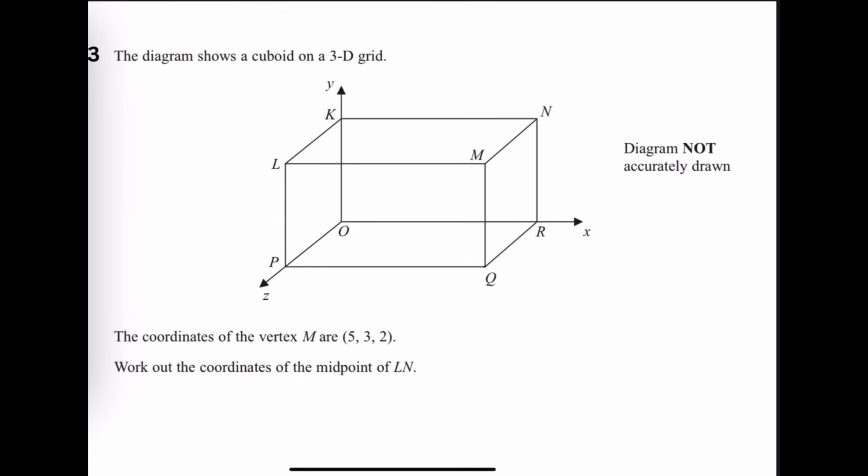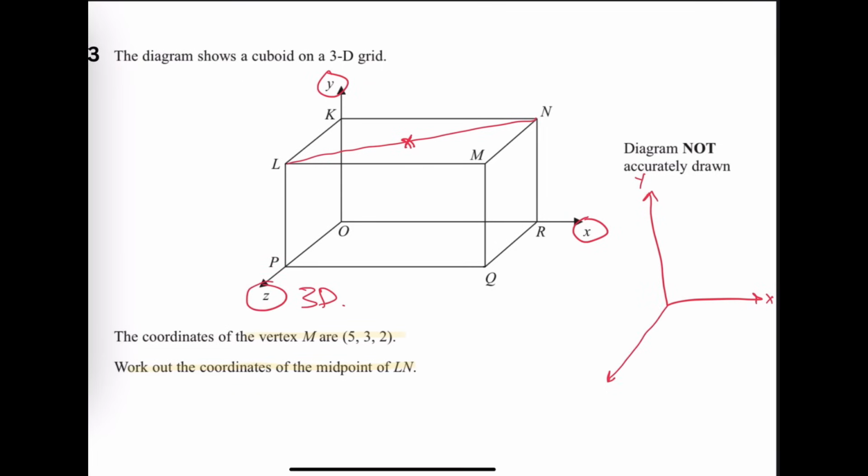Question 3 shows a cuboid on a 3D diagram grid. The coordinates of the vertex M are 5, 3, and 2. Work out the coordinates of the midpoint of LN. So LN is this line over here, and we want the midpoint. So we have y and x. This is like a normal graph that we usually see. This z over here is what makes this a 3D graph. This basically means it's going outwards, as if it's going outside of the paper.